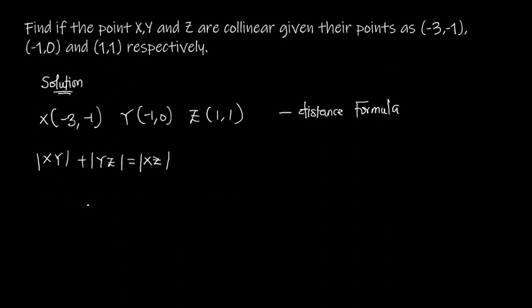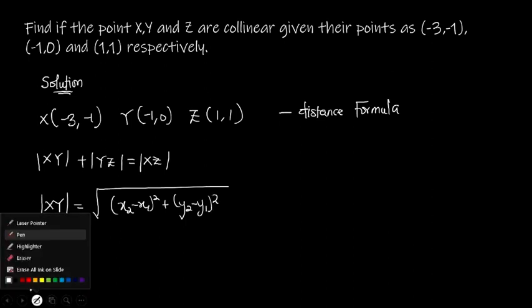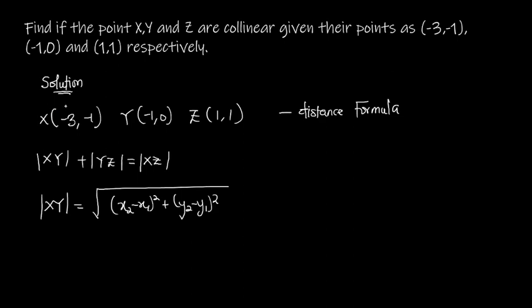Alright, so let's look at how to calculate that. I'll do it step by step. Let's calculate the distance xy. The distance xy is equal to the square root of (x2 minus x1) squared plus (y2 minus y1) squared. Now let me label my coordinates. This is my x1, y1 in this case, and this is my x2, y2.